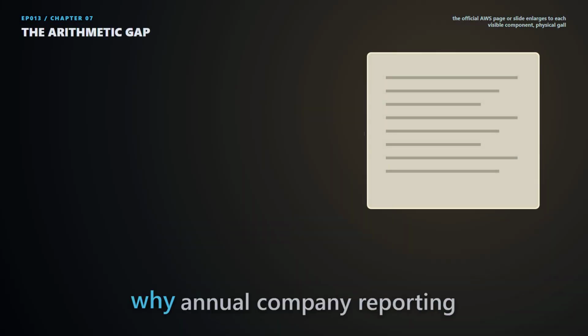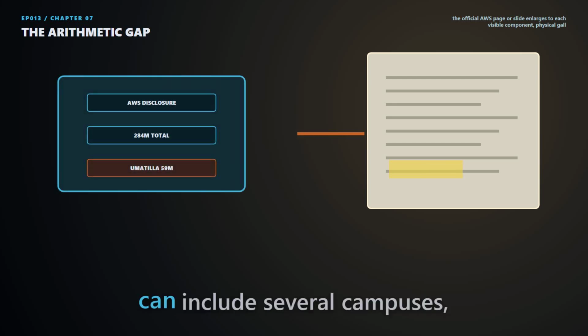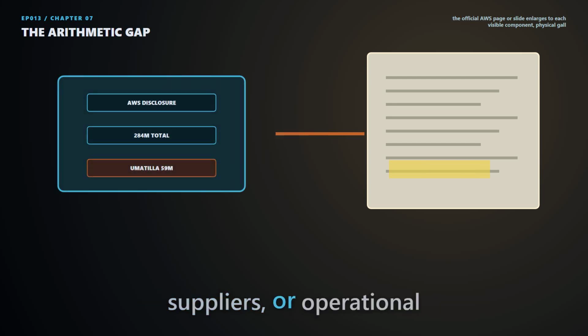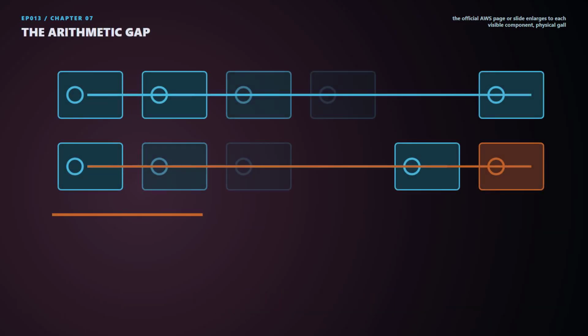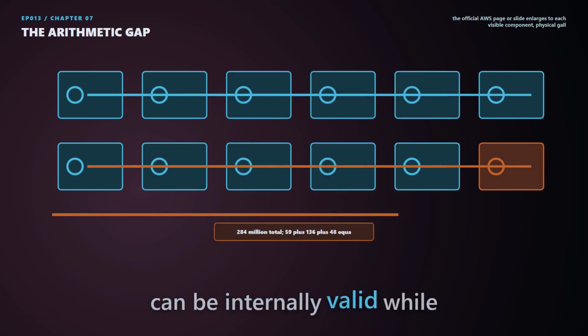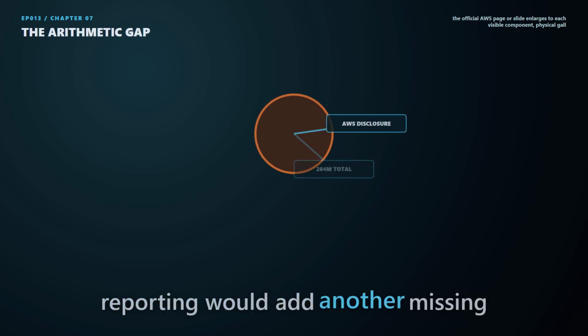The gap also shows why annual company reporting and utility reporting need a shared boundary. A company can include several campuses, suppliers, or operational categories. A utility sees only the meters inside its service area. Both records can be internally valid while their subtotals fail to reconcile on a public slide. Monthly reporting would add another missing dimension.